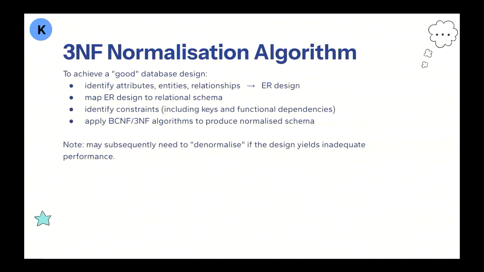But of course, this is not the end. Remember, redundancy is not always bad. Sometimes it's good for performance. We can avoid joining tables if we have a certain level of redundancy. So in actual practice, sometimes we may need to denormalize to allow some redundancies for performance. So it's like a trade-off. If we want fewer anomalies, we should apply stricter normalizations, but they may harm the performance of the database.